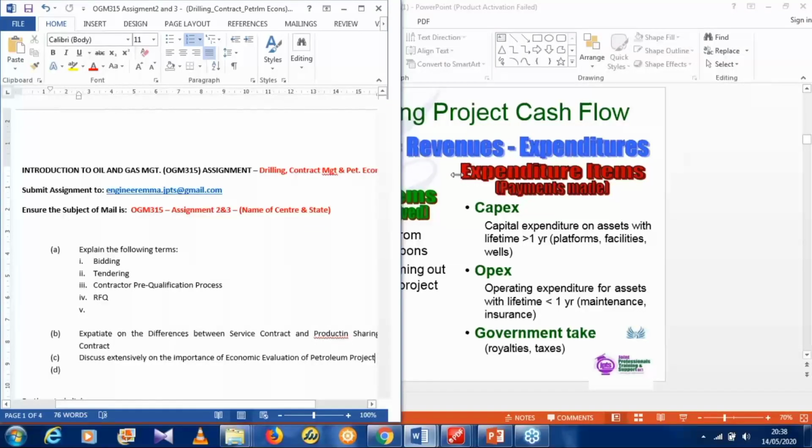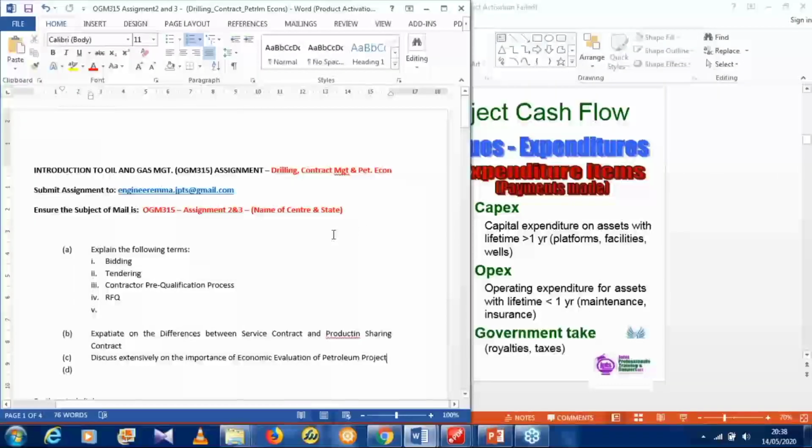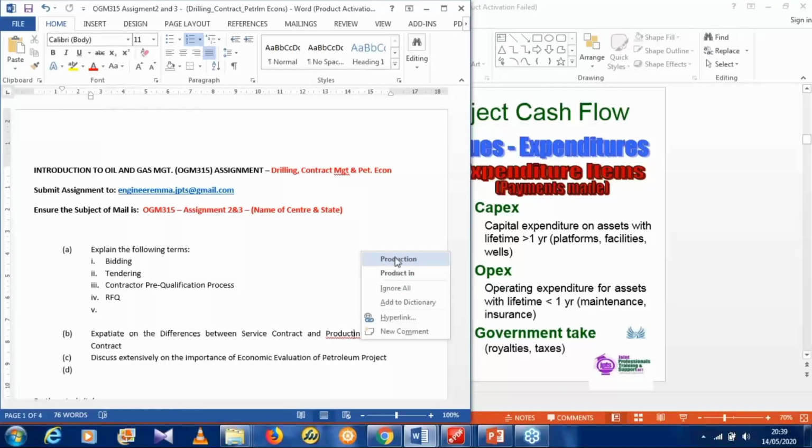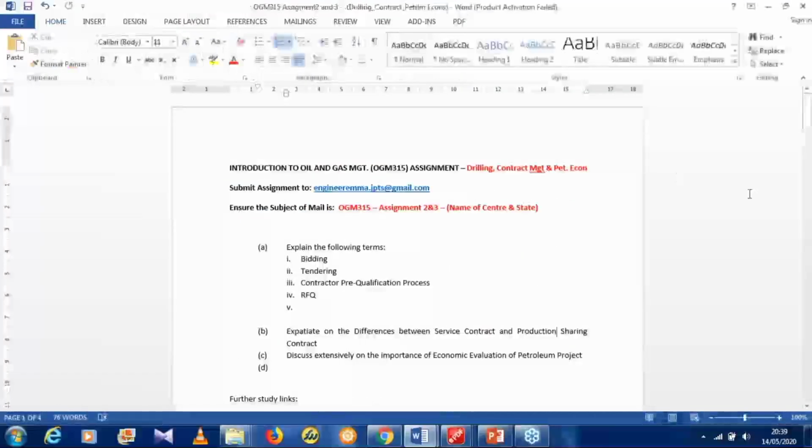Alright, this is the assignment. I need to take screenshots of this before class ends. We are going to be explaining these terms: bidding, tendering, and the contractor qualification process, then RFQ, and also the differences between a service contract and a production sharing contract. Discuss extensively the importance of the production sharing contract, and the economic evaluation of a petroleum project.